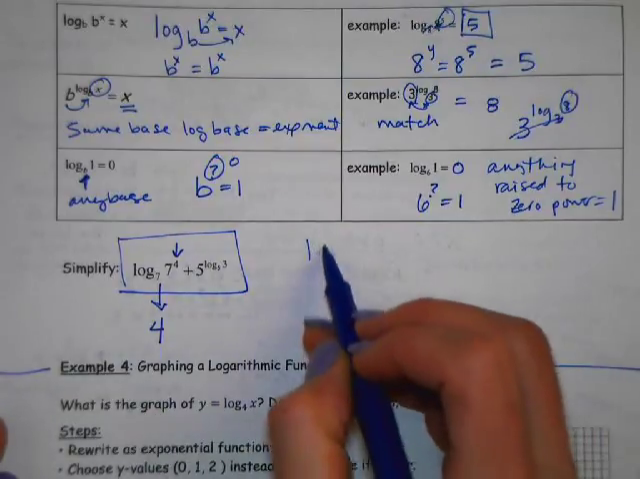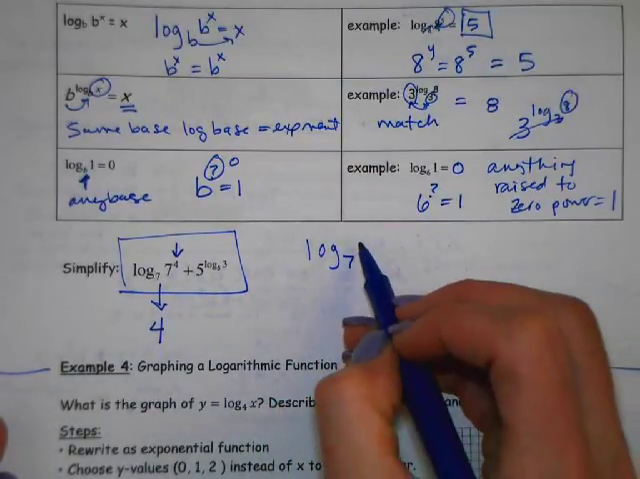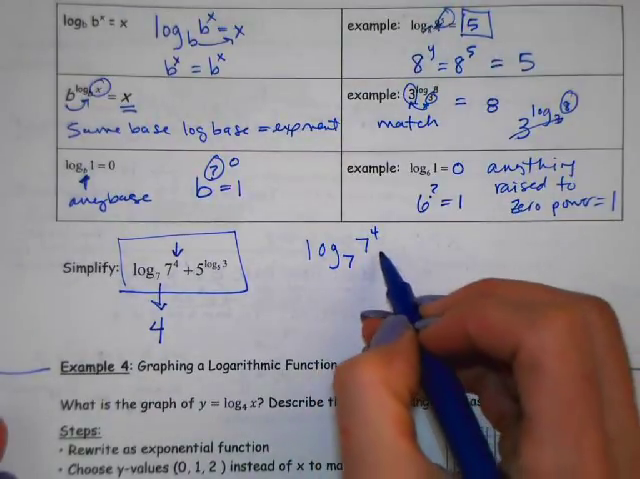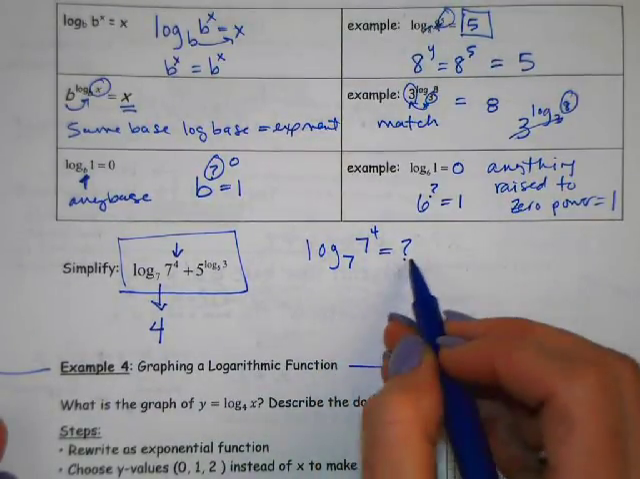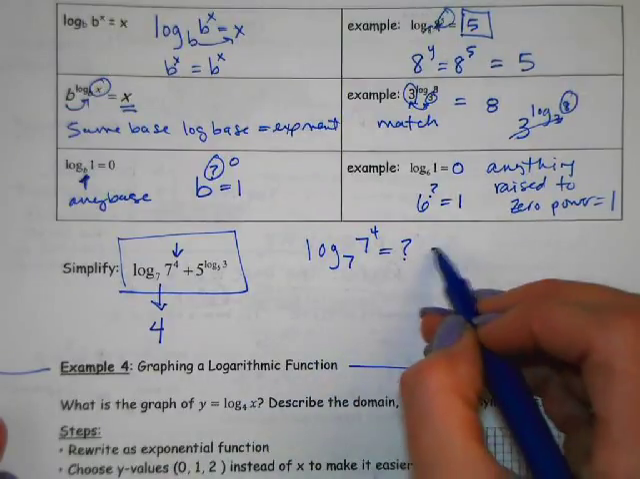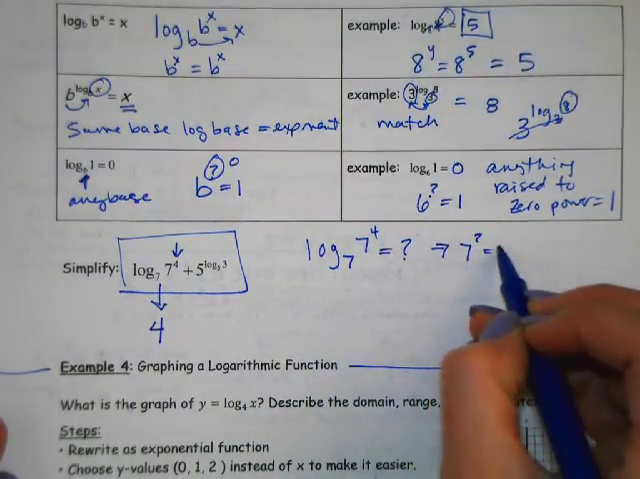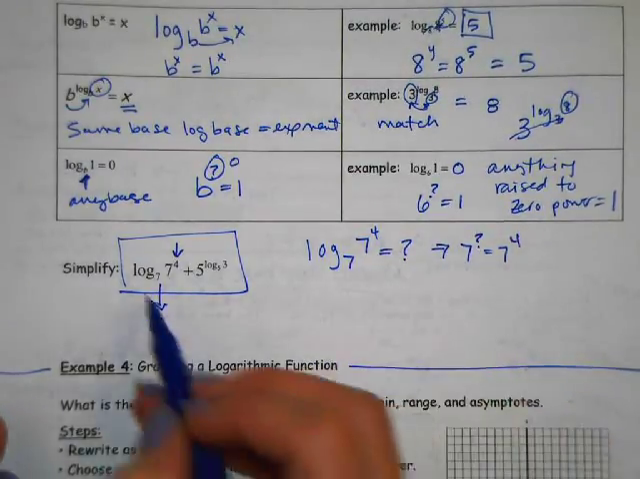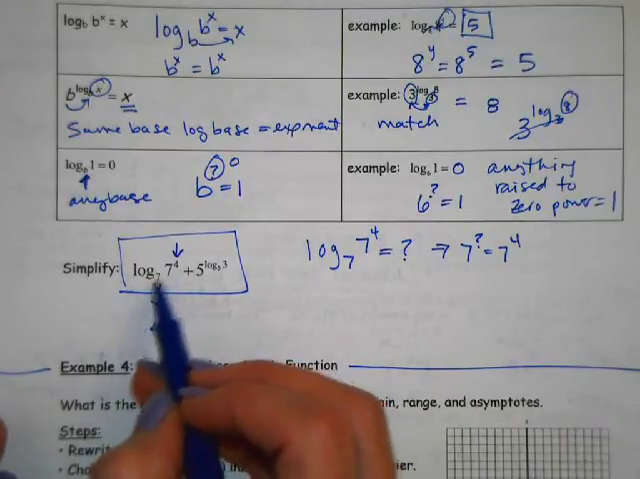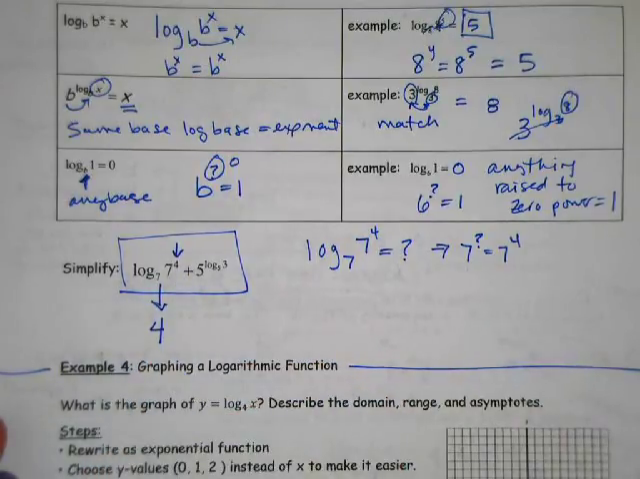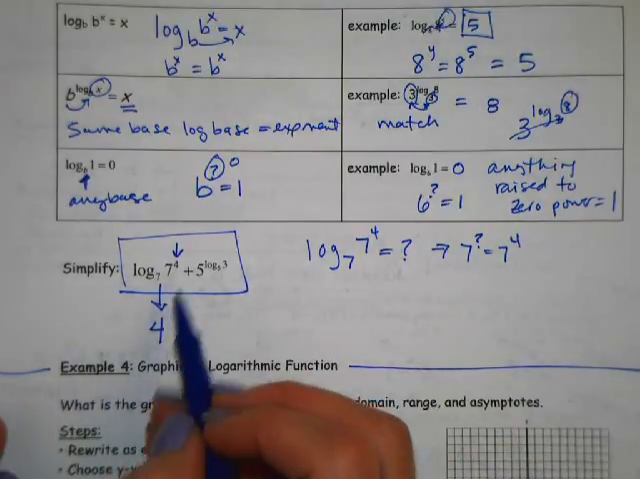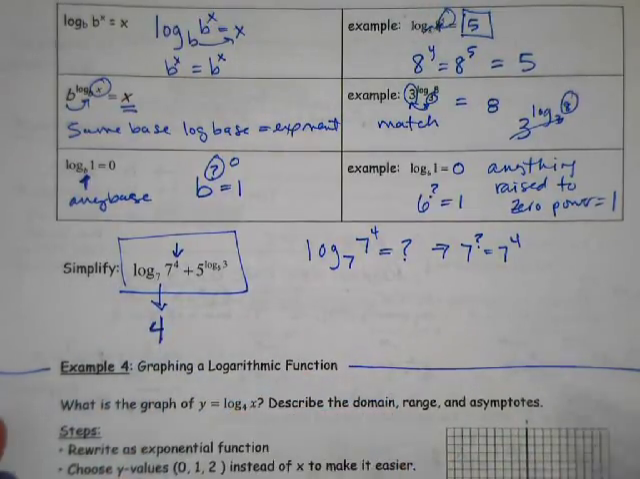So log base 7 of 7 to the 4th is going to evaluate to 4, because it really is saying 7 to the what equals 7 to the 4, right? So when you see where the base and the evaluation are the same, the exponent's going to be your answer. So when you see this, you can simplify it by just saying what the answer is.